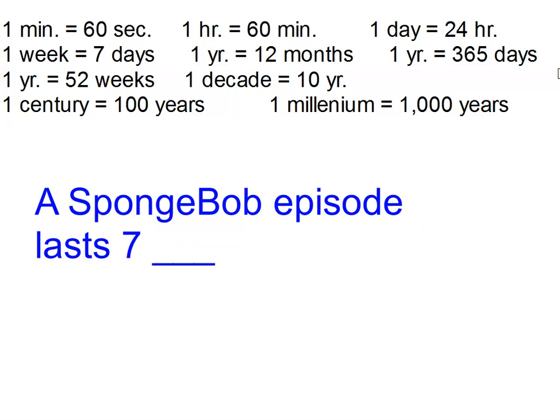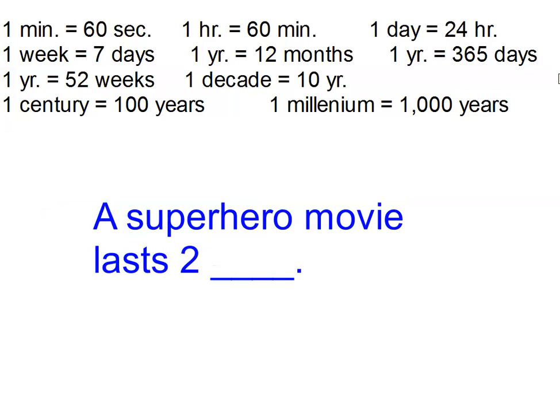Then we got someone we're just estimating. A SpongeBob episode lasts 7 blank. Okay, so we start looking at all the possibilities we got. Seconds, minutes, hours, days, years, months. Okay, 7 seconds, I think is too short for SpongeBob. 7 minutes, seems reasonable. 7 hours, way too long. So we'll go with 7 minutes. A superhero movie lasts 2 blank. Notice it's a movie. For it to be a movie, it probably means we're going to have to go with hours.